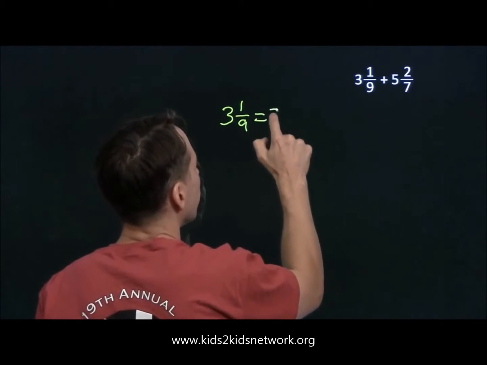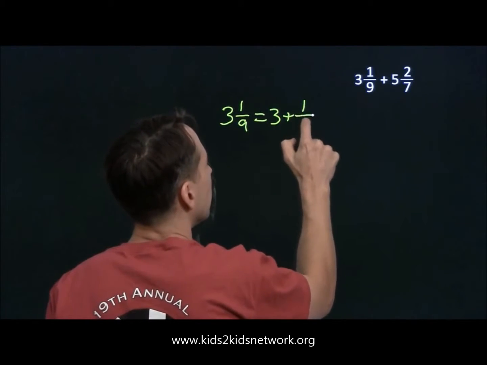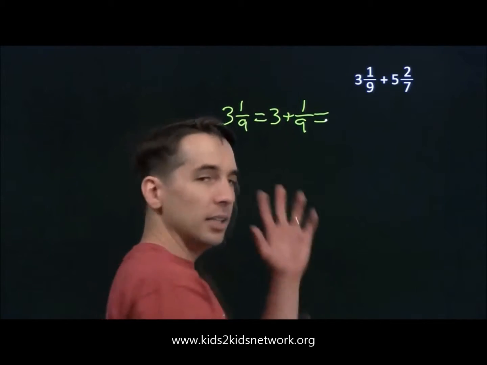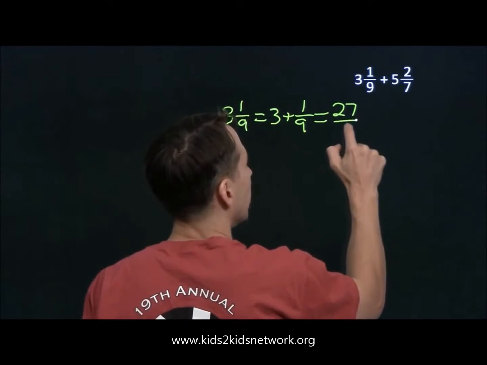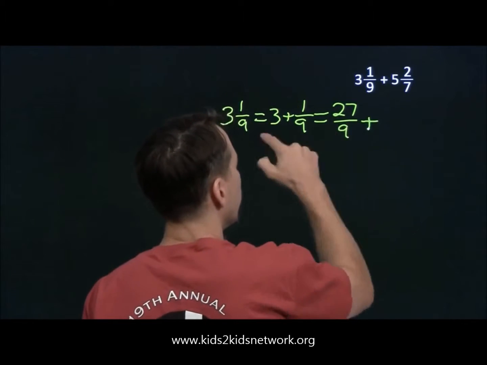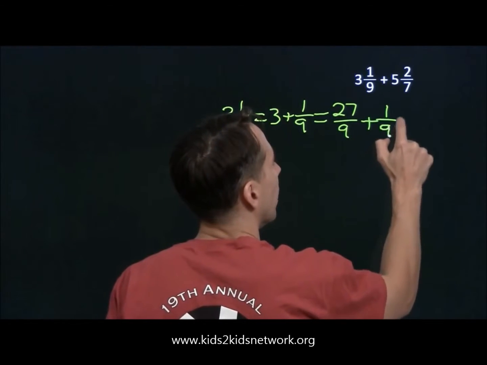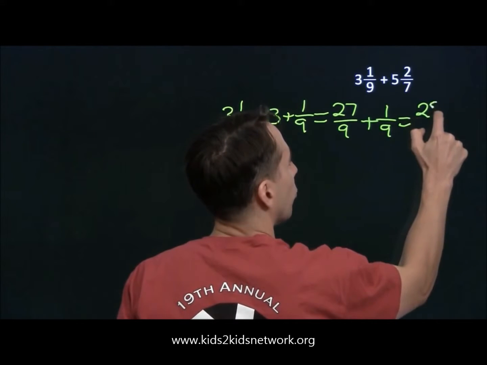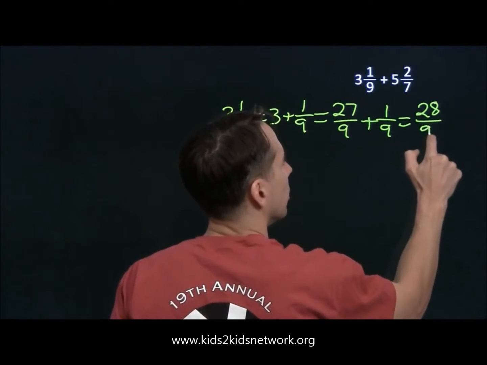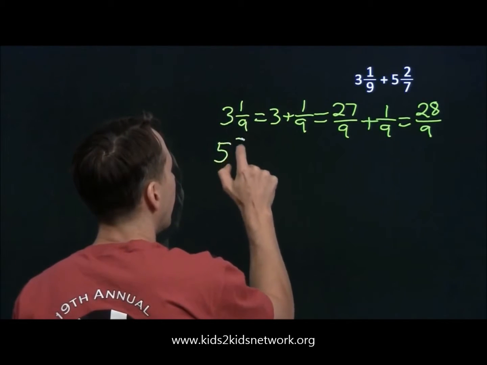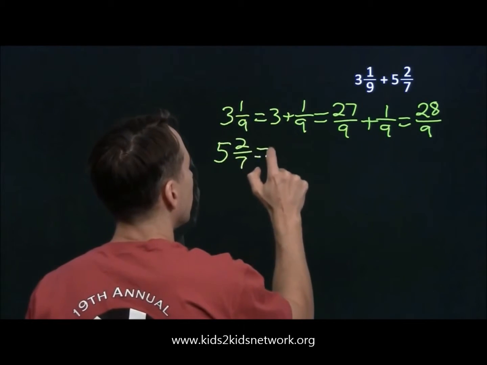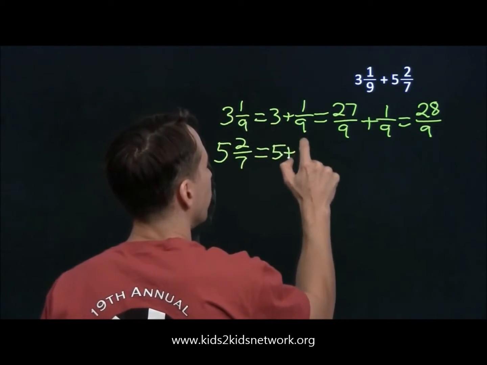3 1/9 is just 3 plus 1/9. And we can add these, make a single fraction by getting a common denominator. 27 over 9 is 3, plus 1 over 9, and that gives us 28 over 9. And now we'll do the same thing with 5 2/7. 5 2/7, that's 5 plus 2/7.